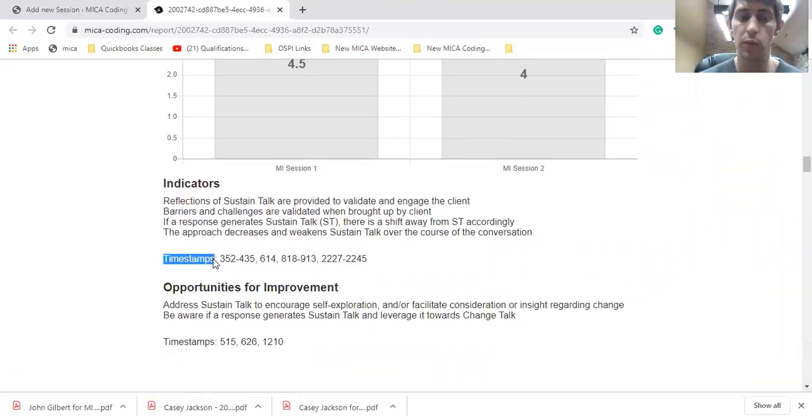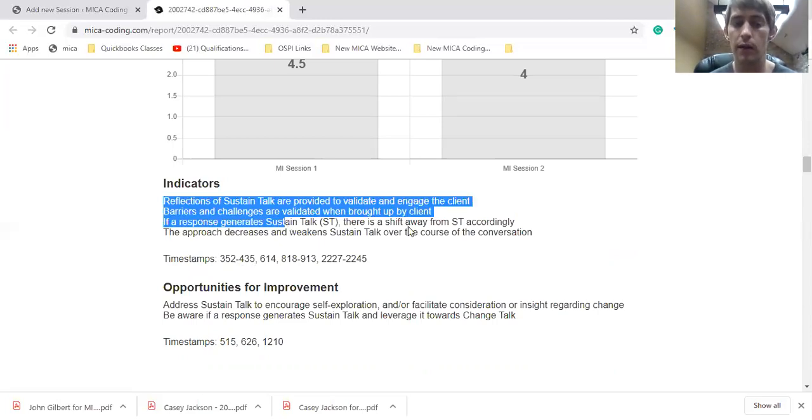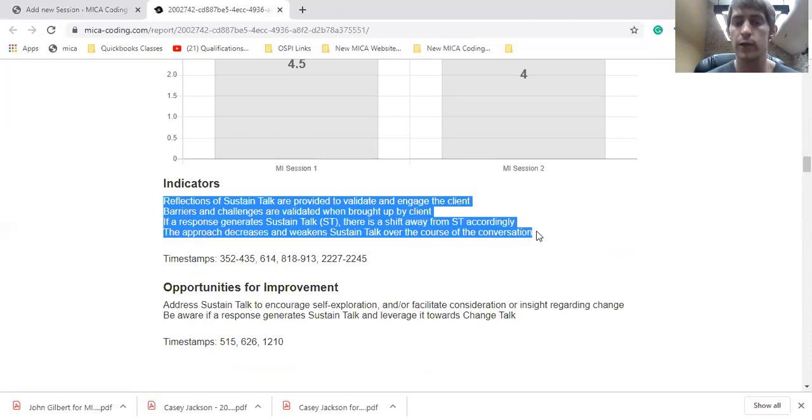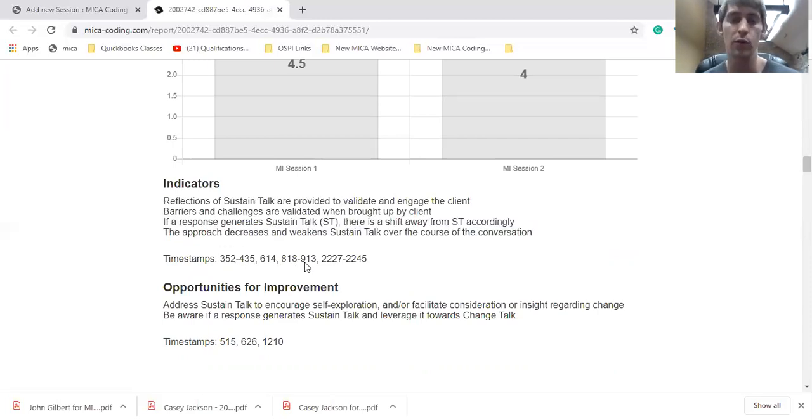These are really, really critical for maximizing your learning from your report. I could listen to 3 minutes and 52 seconds to 4 minutes and 35 seconds, and I'm going to hear some of these things going on. Even if I don't change a thing, I at least am learning what I'm doing already that's aligning with MI. And then at 6 minutes, 14 seconds, 8 minutes, 18 seconds through 9 minutes, 13 seconds, I could listen to these times and really get a sense of that.